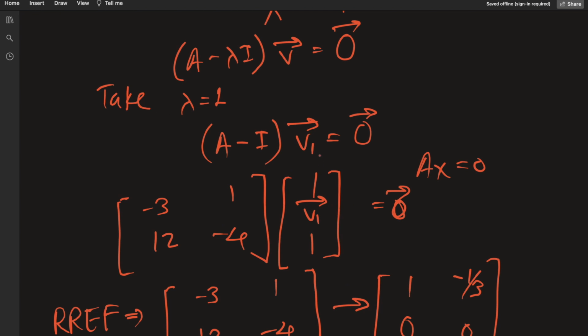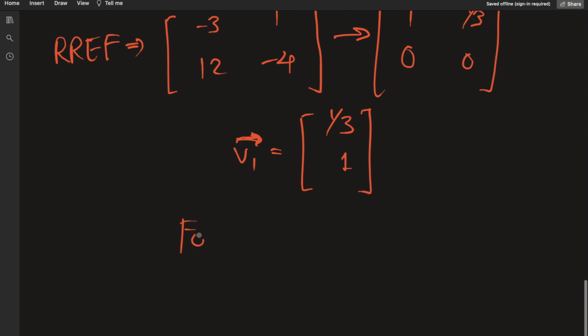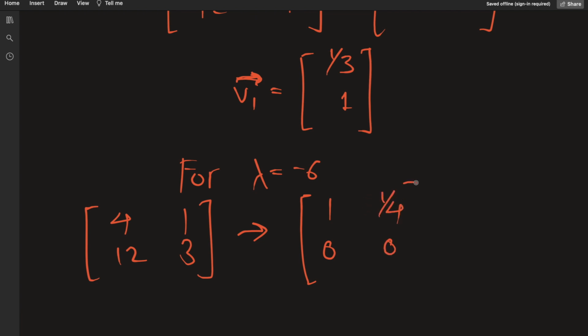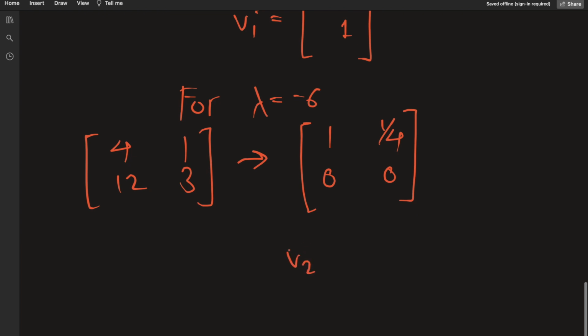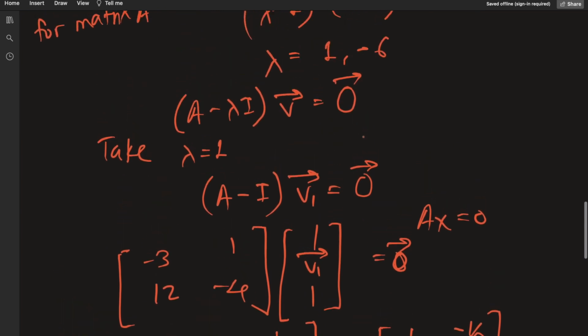And now we have to solve for the second lambda value, which is -6. So for lambda equals -6, we have to row reduce 4, 12, 1 and 3, which on row reduction becomes 1 0, 1/4 0. And again for the second eigenvalue, now v2, a linear combination of these is -1/4 and 1, and we could have taken any scalar multiple of this. We know our 2 eigenvectors corresponding to our 2 eigenvalues. Fine.